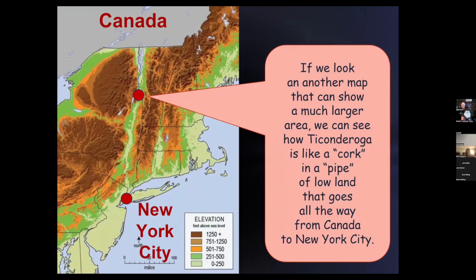So let's take a look at that more elaborate map of all of northeastern North America. And you can see that Ticonderoga is like a cork in the pipe. It's like a blockage in your sewer system. If you could hold Ticonderoga, you could prevent an army moving down from Canada to New York. So Ticonderoga was an extremely important macro location.